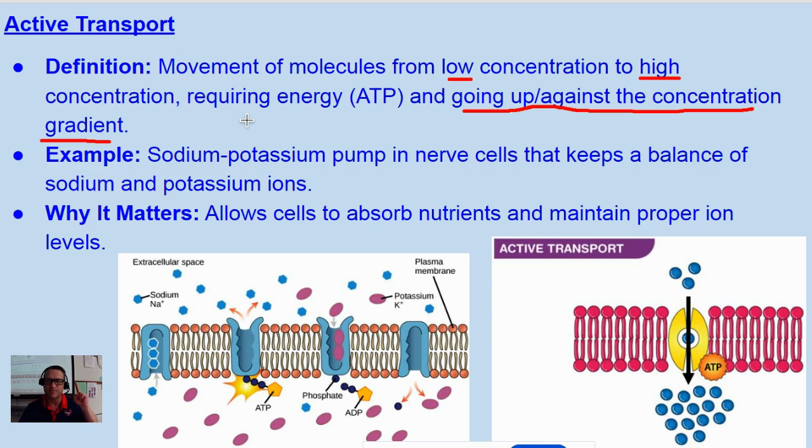So since we're making them go there, it's going to require energy in the form of ATP. Now, you won't really need to know ATP yet, but you'll need to know it later on this semester. ATP is the molecule that can be used for an immediate source of energy. Adenosine triphosphate.